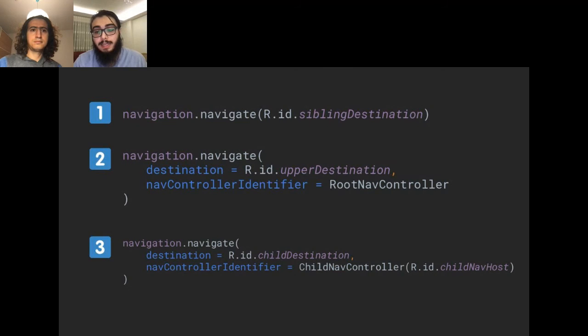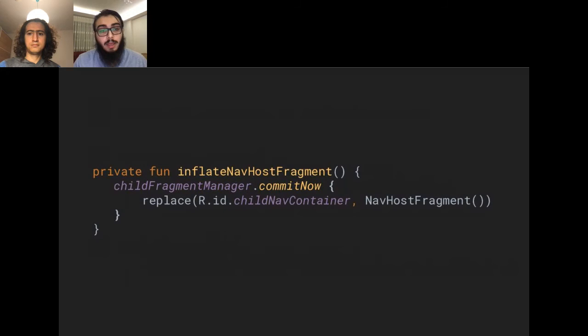Here you can see the usage. Let me show you the usage first, then we can look into the implementation details. When we wanted to navigate to a sibling destination, we used the first usage: navigate, and the ID of the sibling destination. If we wanted to navigate to a destination at the root level, we used the second usage, and you can see there is a second argument, which is a nav controller identifier, and we fed it a root nav controller. And if we want to navigate to a child destination, we used the third one, in which we give the ID of the containing nav host fragment.